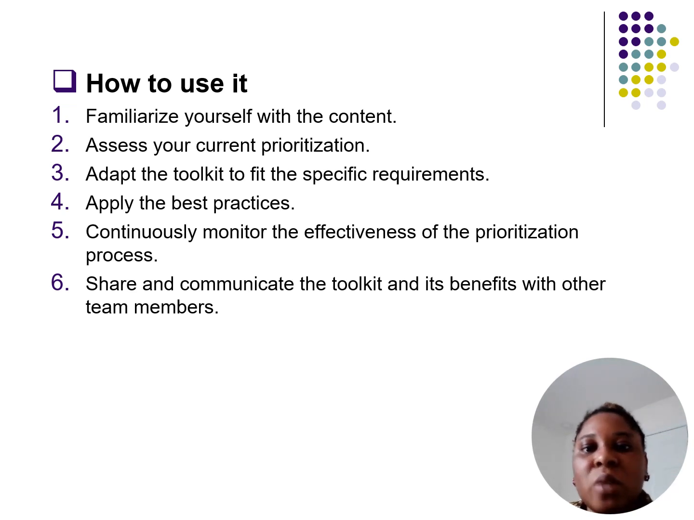Here are six practices on how to use the toolkit. Number 1, familiarize yourself with the toolkit content, including frameworks, tools, and case studies. Number 2, evaluate your current prioritization process and identify areas for improvement. Number 3, adapt the toolkit to fit your organization's requirements. Number 4, apply best practices learned from the toolkit. Number 5, continuously monitor the process and adjust as necessary. And number 6, share the toolkit with team members and stakeholders.